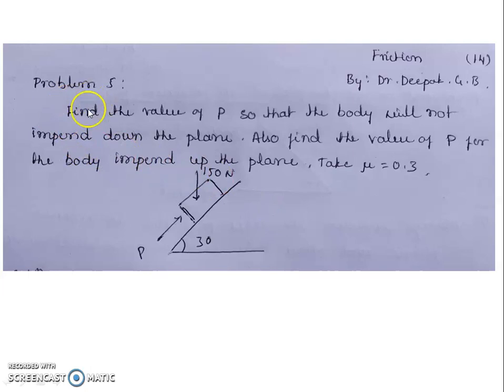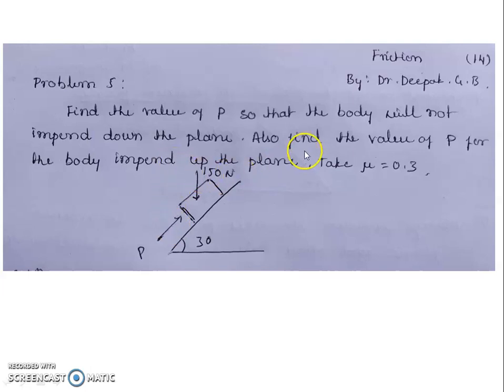Problem number 5. Find the value of P so that the body will not impend down the plane, that is, the body is not moving down the plane. Also find the value of P when the body is impending up the plane. Here the body is at rest. If I release it, the body will move in this downward direction.